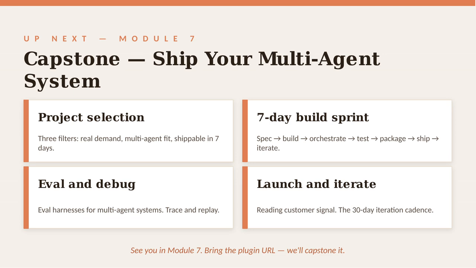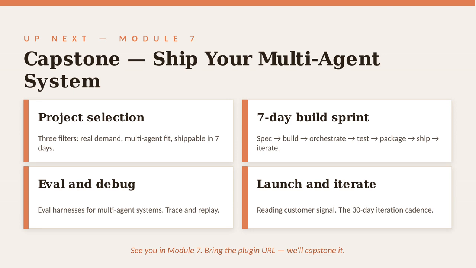7-day build sprint. Spec, build, orchestrate, test, package, ship, iterate. The structure that takes you from concept to live URL inside a single week. Eval and debug strategies. Eval harnesses for multi-agent systems. Trace logging. The replay technique for reproducing failures after the fact. The tooling that lets you actually maintain what you shipped.